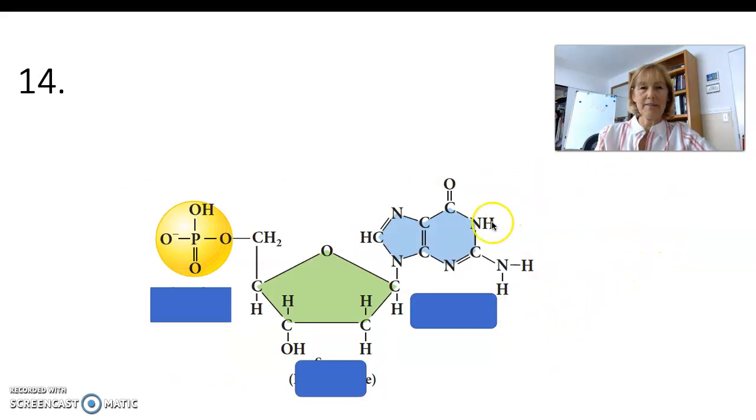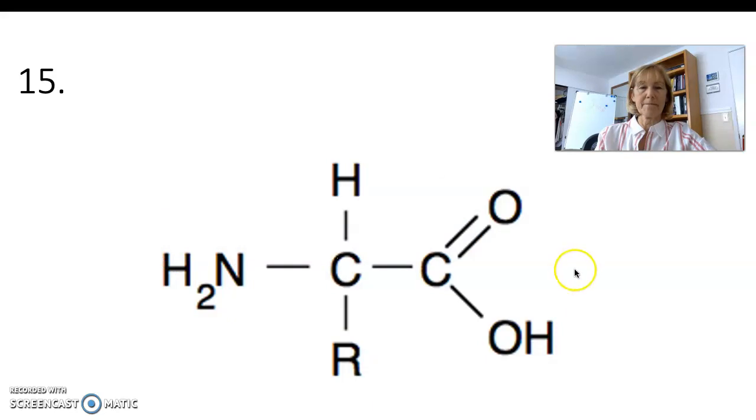Now what do we have? So we have a phosphate, a 5-carbon sugar, and a base. So here we have to be talking about a nucleic acid, making up DNA, for example. Protein.